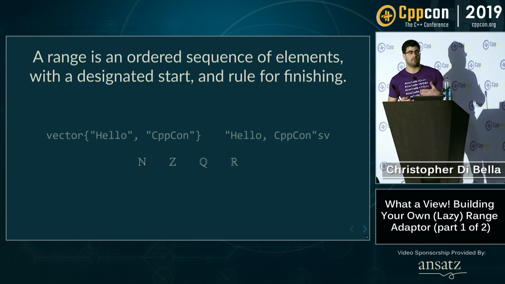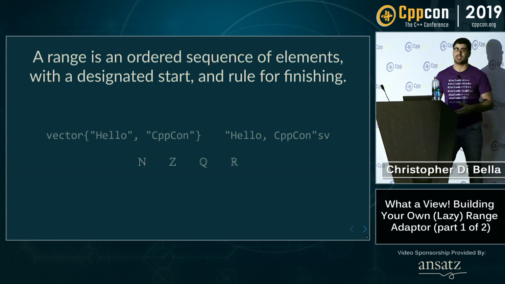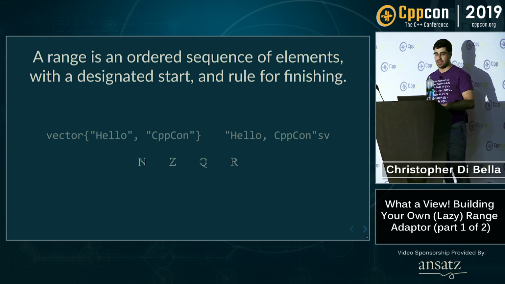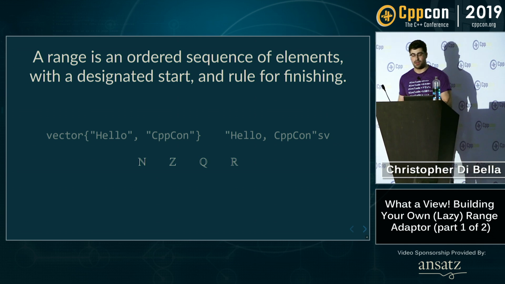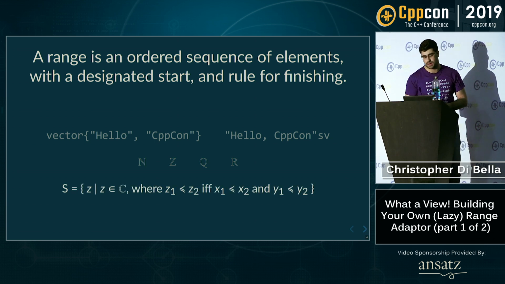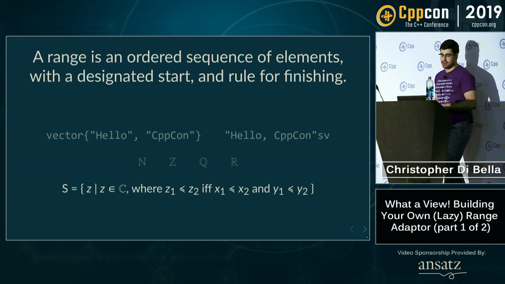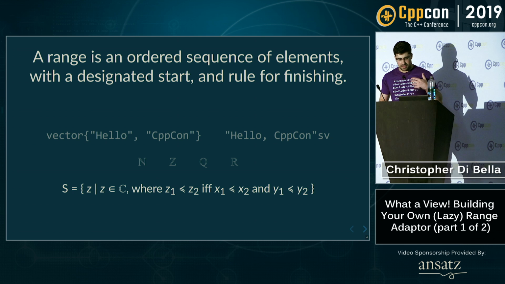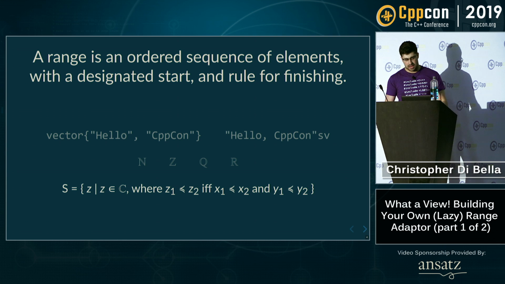Unfortunately, complex numbers don't fall into this because they don't have an ordered sequence. Ordered sequence means something comes before something else. It doesn't necessarily mean that it's lexicographically less. For example, "hello" is going to compare lexicographically greater than "CppCon", yet it comes before "CppCon". So if we impose a partial order on the complex numbers where the real part is compared first and the imaginary part is compared second, then we can say that we have a form of range for complex numbers.